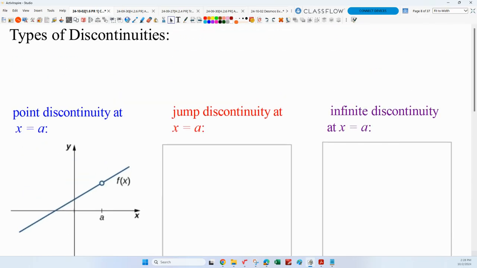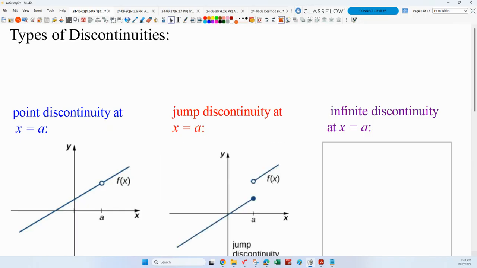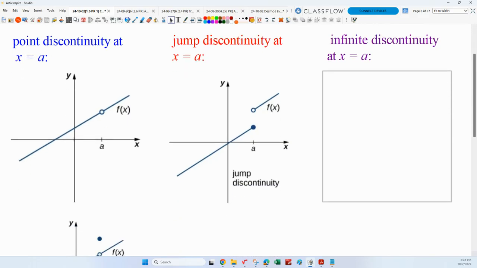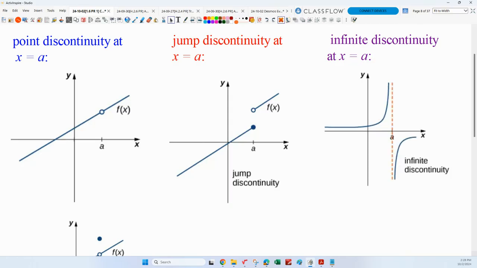Okay, what do you think a jump discontinuity is? Yeah. The ant has to jump, right, to span that gap, okay? And then an infinite discontinuity would be what? Either they're both going up or they're both going down or they're doing that, right? It's a vertical asymptote, okay?